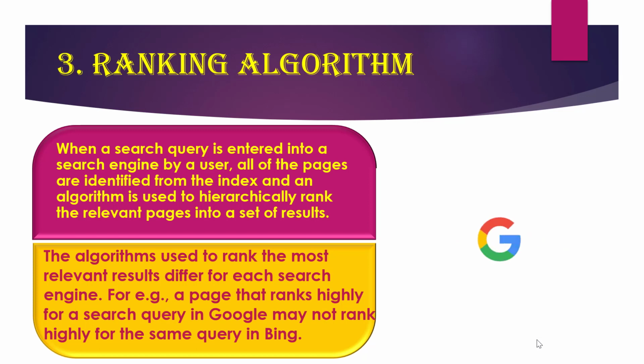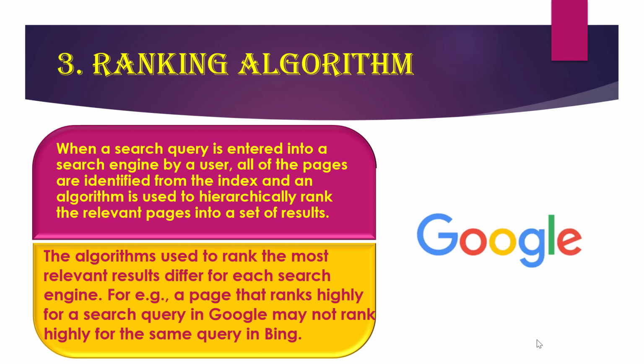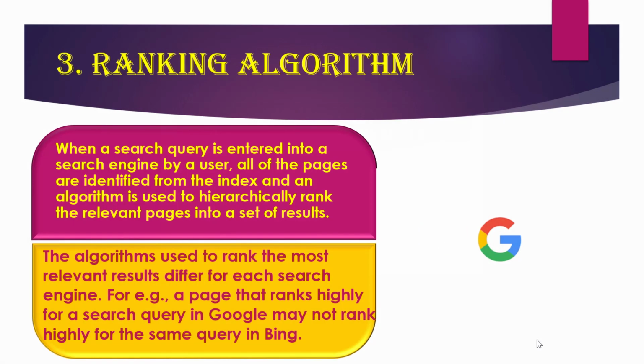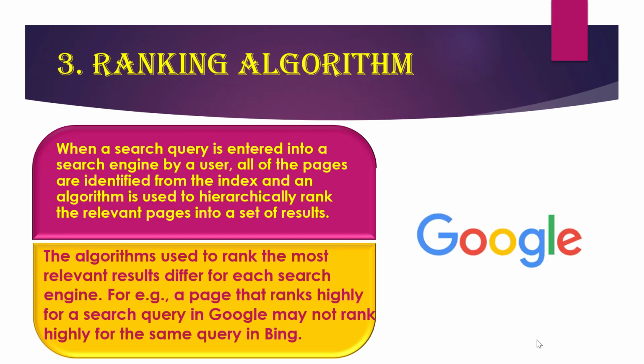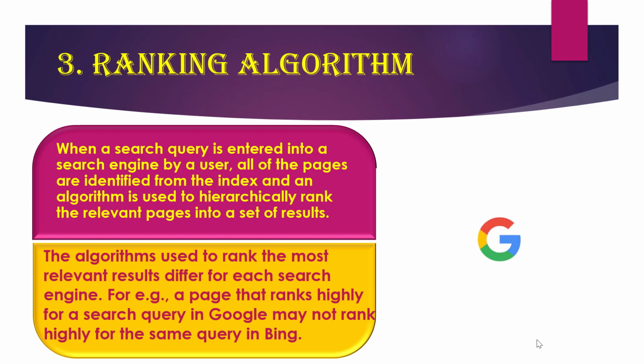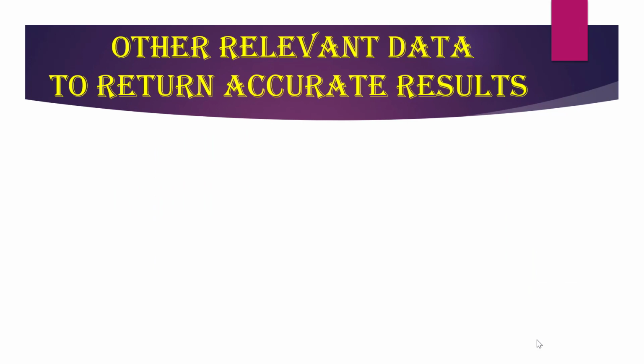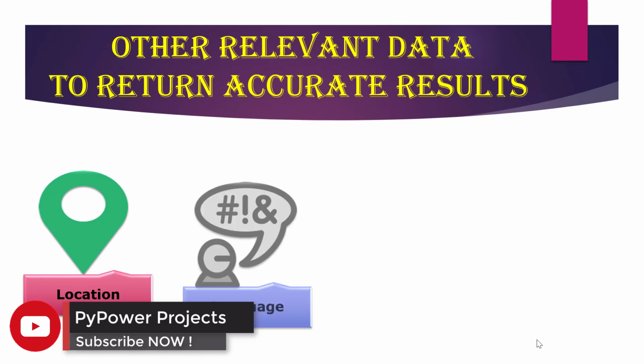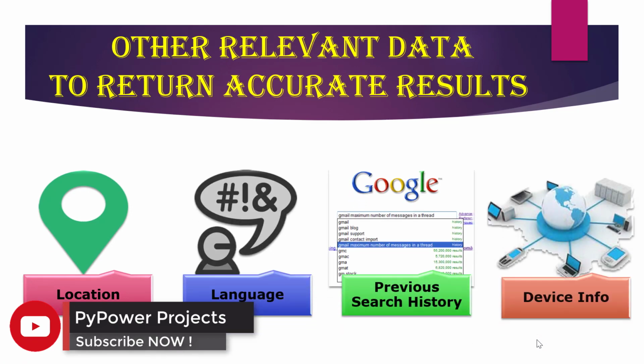The ranking algorithm ranks all these websites based upon the previous parameters and gives the user a particular relevant result based upon that ranking. One thing is important, that the ranking algorithm is different for different browsers and different search engines. So a page that ranks high in the search query of Google may not rank high for the search query in Bing or Safari. So you might not get the same result when you change the search engine. Other relevant data are also stored to give an accurate result. These are location, language, previous search history, and device info.